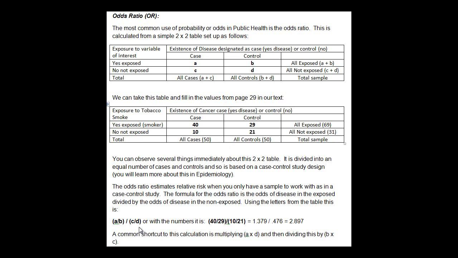So to calculate the odds ratio, we have A divided by B, divided by C divided by D. So the A is the 40 and the B is the 29. So 40 divided by 29. C is 10 and D is 21. So 10 divided by 21. So the result of that is an odds ratio of 2.897.